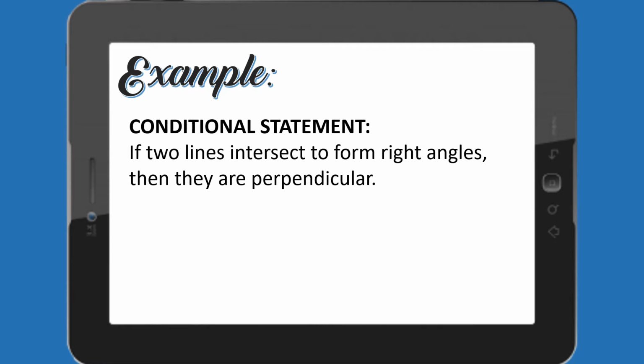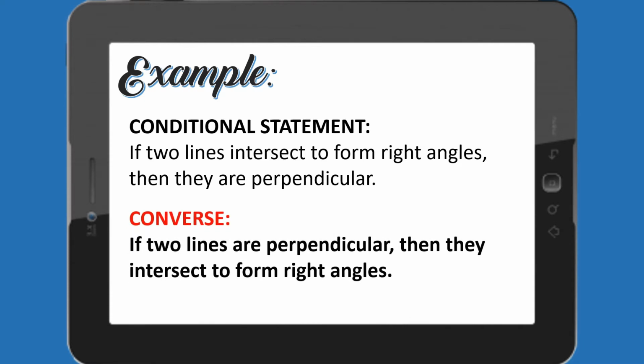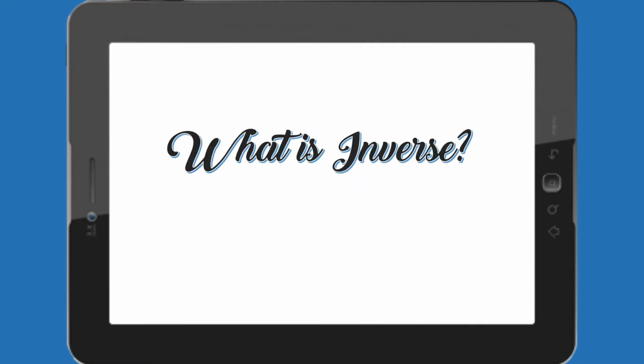Let's have an example. Given the conditional statement, if two lines intersect to form right angles, then they are perpendicular. What will be the converse of this conditional statement? Very good. The converse will be, if two lines are perpendicular, then they intersect to form right angles. The if statement became your then statement, and your then statement became your if statement. Let's have the next question.